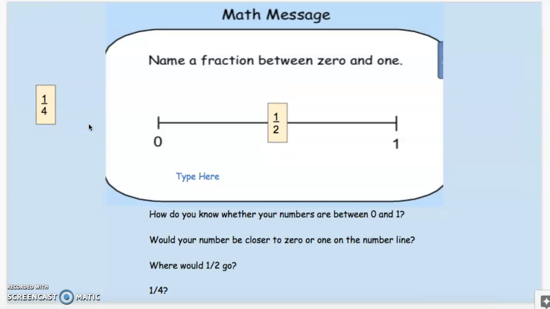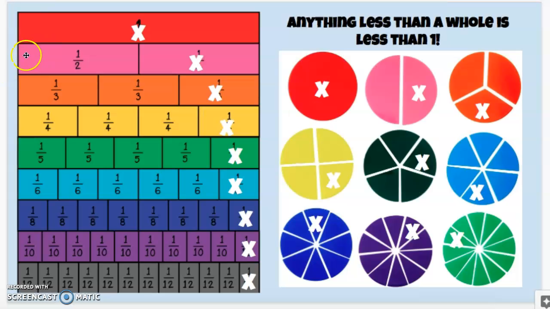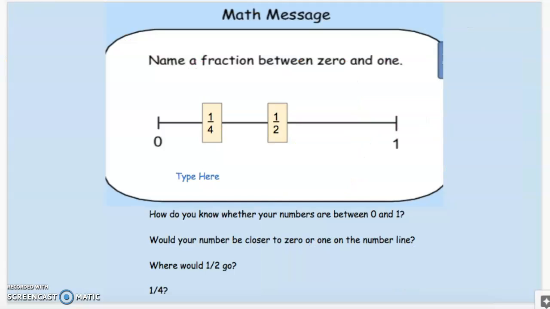Where would 1/4 go? Well, 1/4 is smaller than 1/2. In fact, it's half as big. So I'm going to slide this on here, and then I'm going to show you the fraction bars. Here's 1/2, here's 1/4. 2/4 is equivalent to 1/2. So 1/4 would go halfway in between.